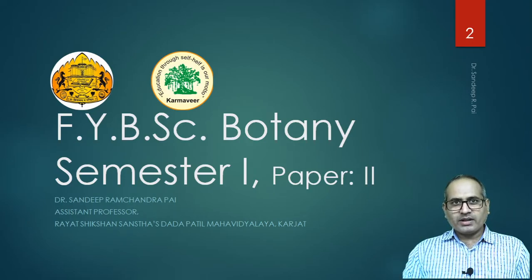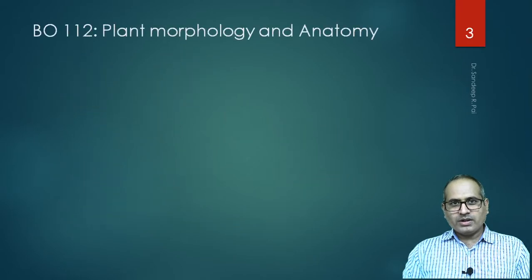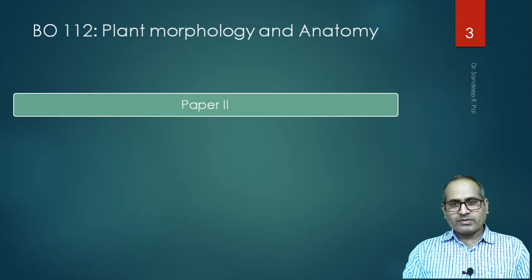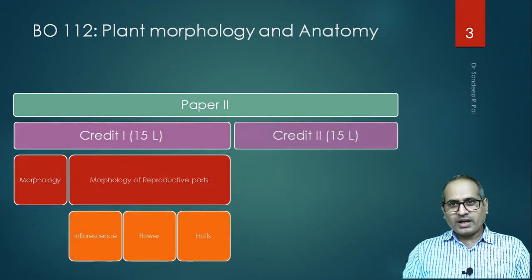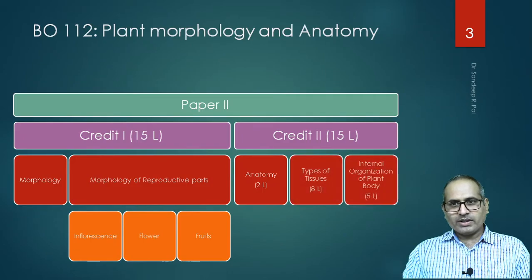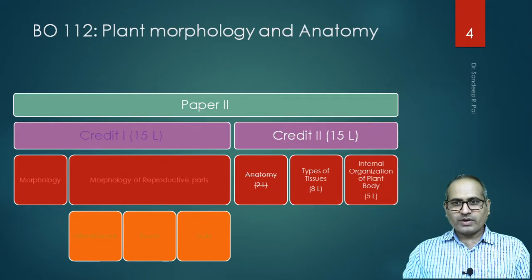In continuation with the previous lecture, I will be dealing with FYBSc Botany Semester 1 Paper 2, BO 112 Plant Morphology and Anatomy. As we have seen earlier, there are 2 credits in this, and I will be dealing with the second credit, which comprises anatomy, tissues, types of tissues, and internal organization of plant body, in which we have already completed anatomy, and in types of tissues we have completed 2 types of tissues.